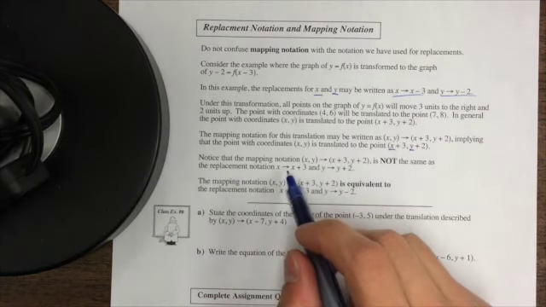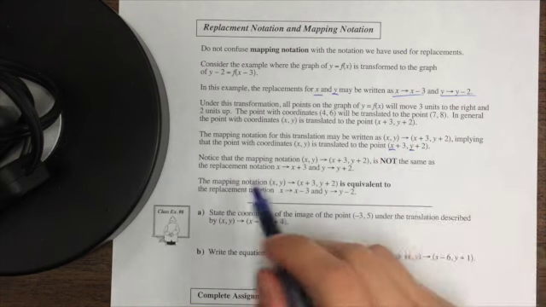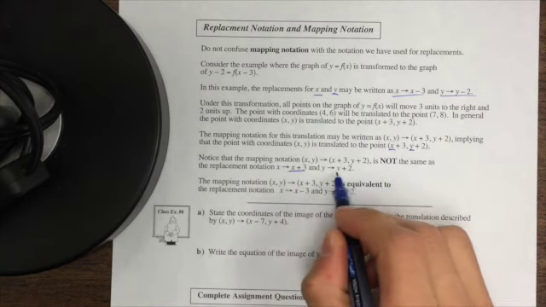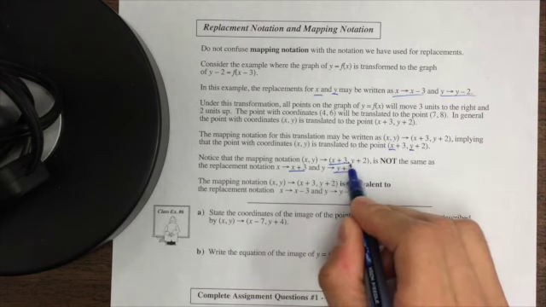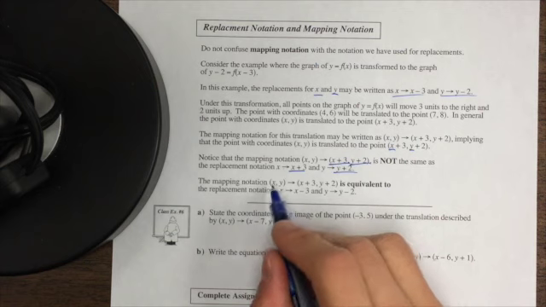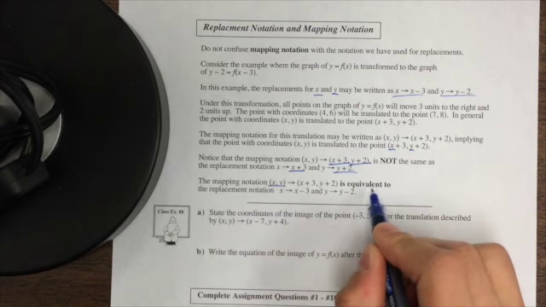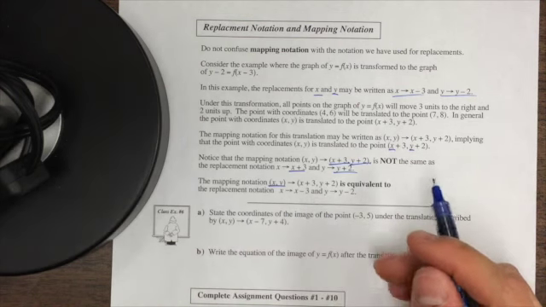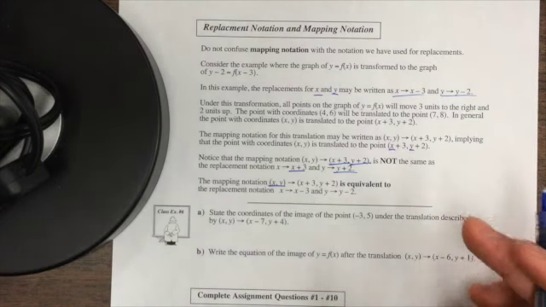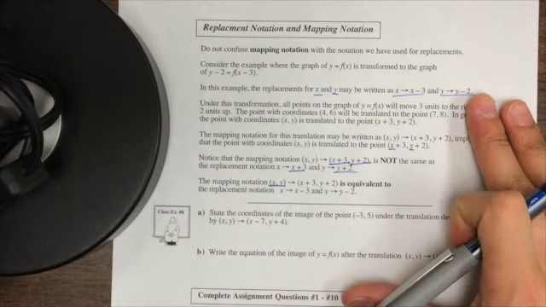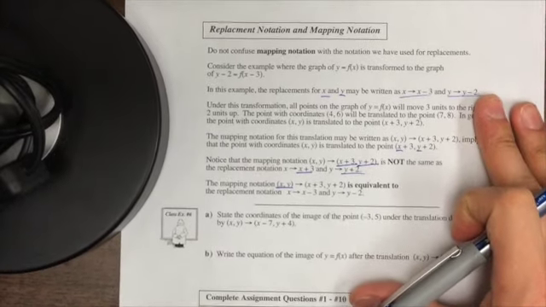So the mapping notation is not the same as the replacement notation. Okay, so this is your replacement notation, and this is your mapping notation. Alright, so the mapping notation is equivalent to the replacement notation, but it's not the same thing. It's equivalent, so they equal each other, but they're not exactly the same. Now let's look at these two examples to flesh that idea out a little bit more.